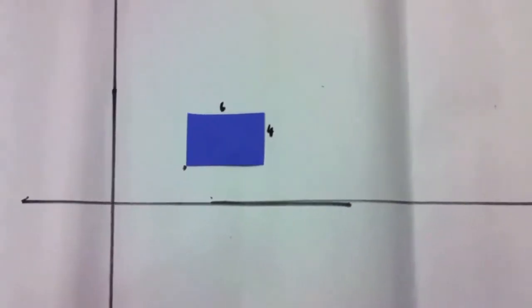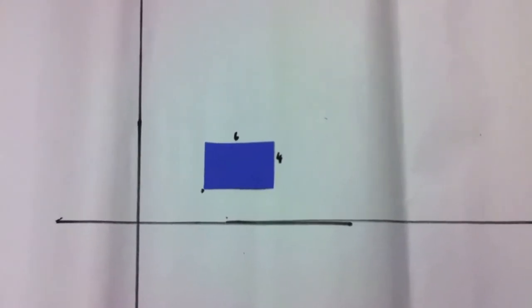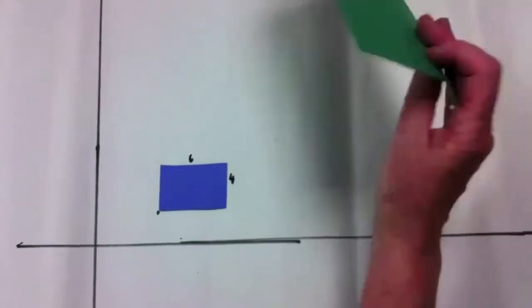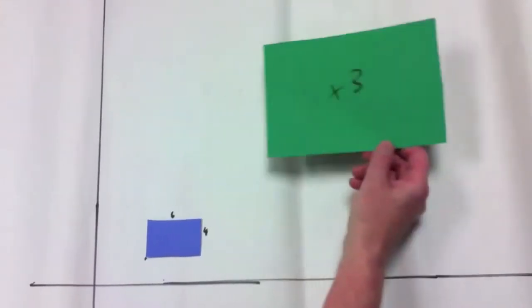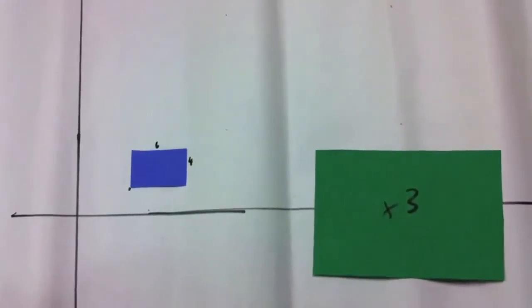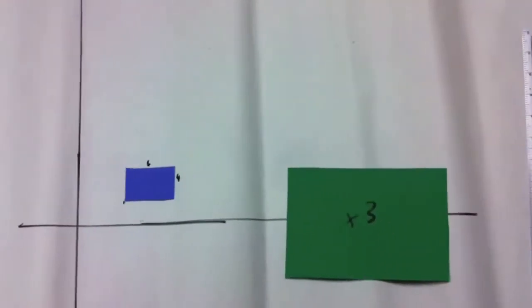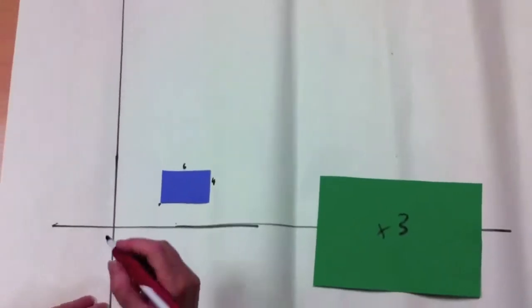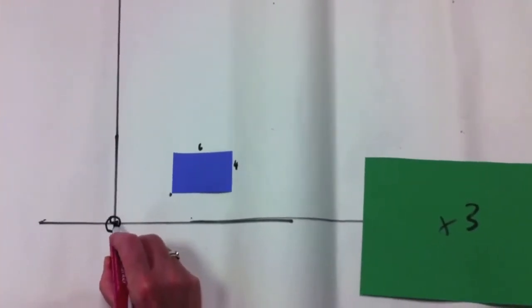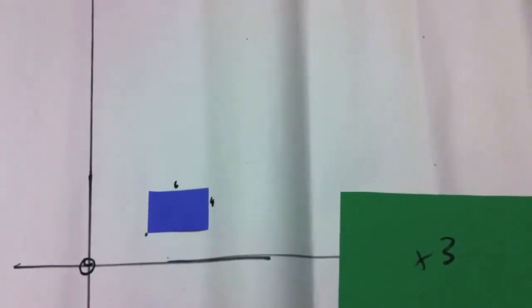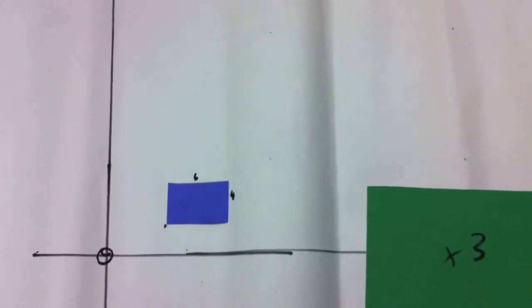So it's 6 by 4. Now I want to enlarge the shape by 3, and here's my enlarged rectangle, but the question is, where do I place it on the page? Do I do it here, here, wherever? Sometimes you'll be given the centre for the enlargement, and in this case I'm going to enlarge this shape from the origin, from 0, 0, x is 0, y is 0, that's called the origin.